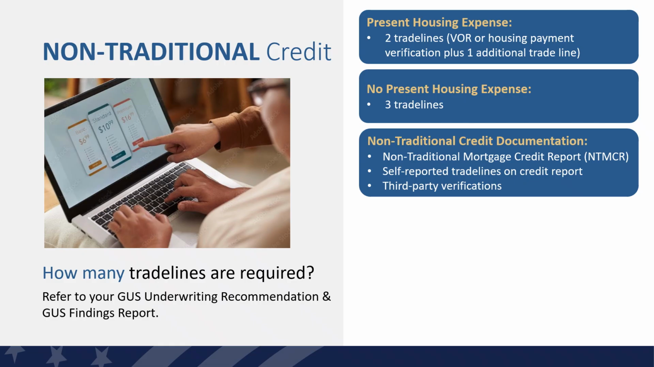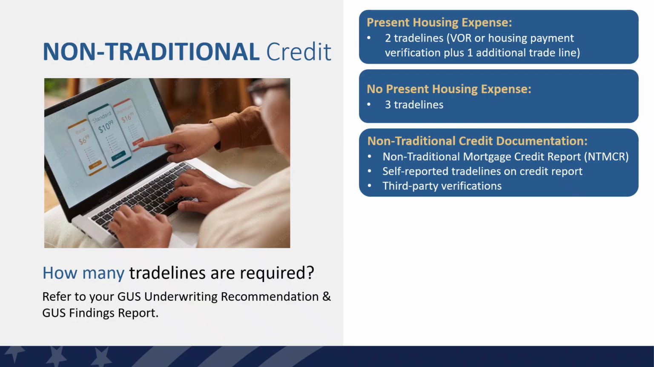Non-traditional credit can be documented in several ways: a non-traditional mortgage credit report, self-reported trade lines on a traditional credit report, or documentation from third-party verifications, such as canceled checks, money order receipts, electronic payment records, payment histories from creditors, or bank statements that clearly show debit payments for services or products.